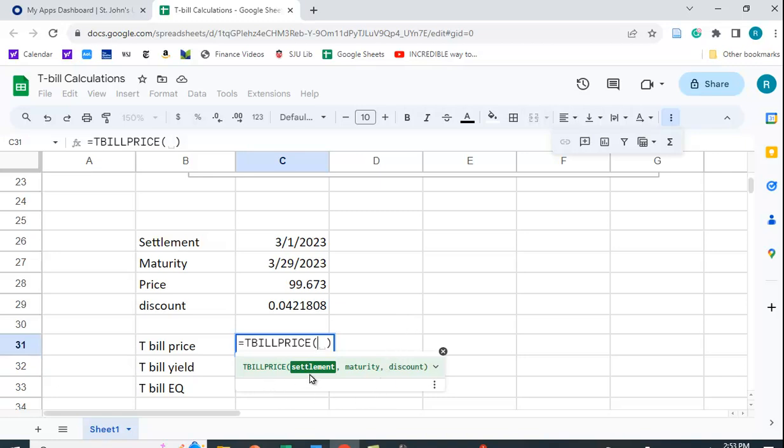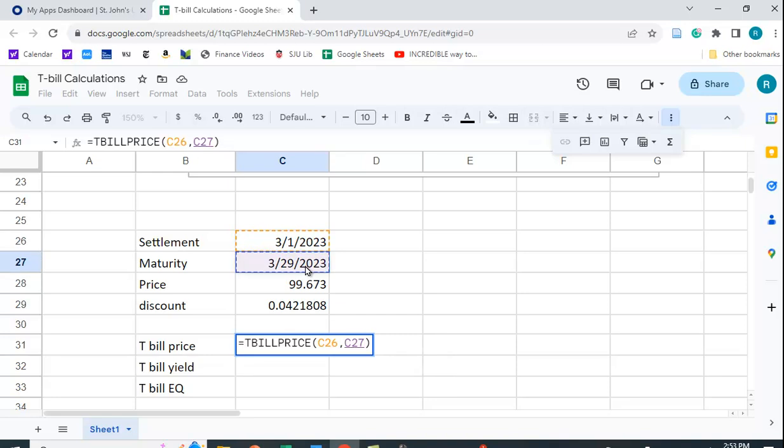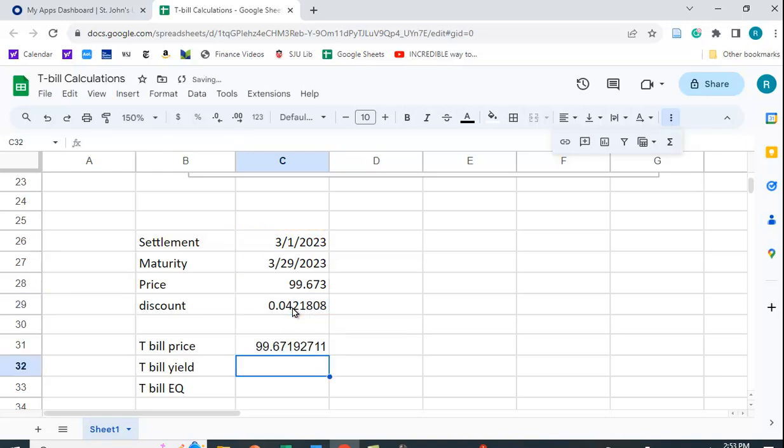So it tells you what to type in. If you don't happen to have that information, it looks like this. Just click this question mark and it tells you what to put in. I've put in the settlement, the maturity, the price, and the discount here, and we'll just do the calculation. So settlement comes first, maturity, and again I separate with a comma, and I put in the discount, and then I hit enter, and I get 99.16719, etc.